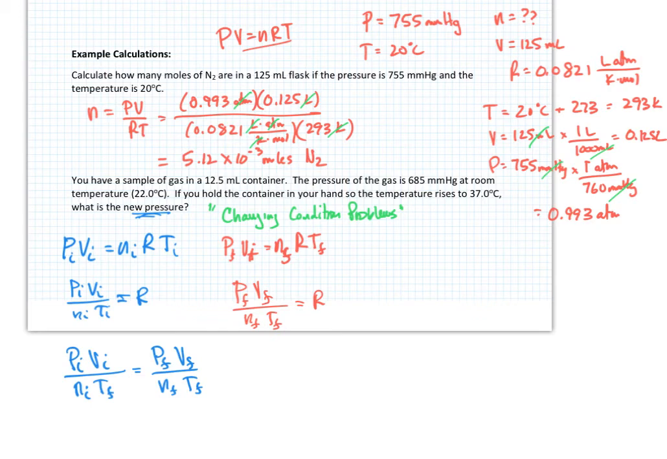Now, I'll give you a little hint. On a lot of these problems, you're not adding or taking away gas. So that means the initial number of moles is equal to the final number of moles.